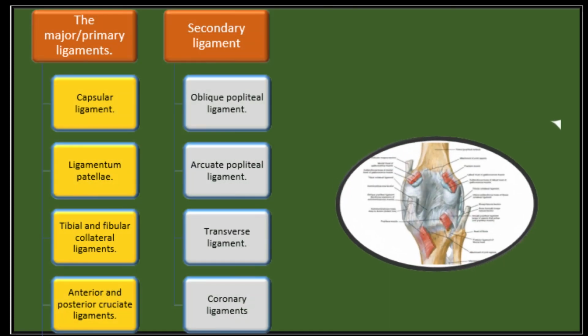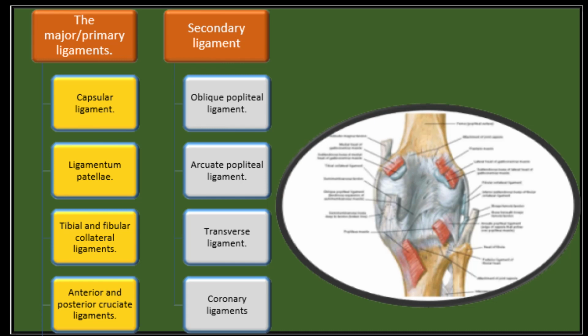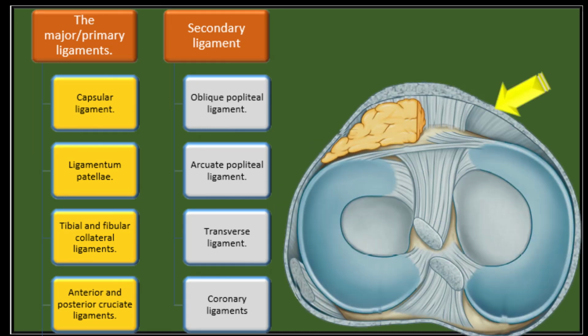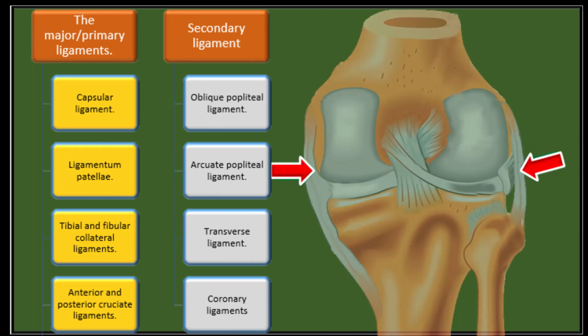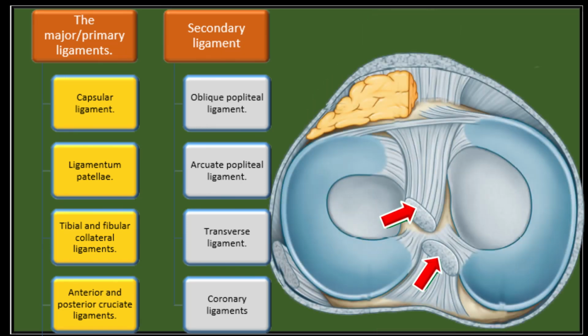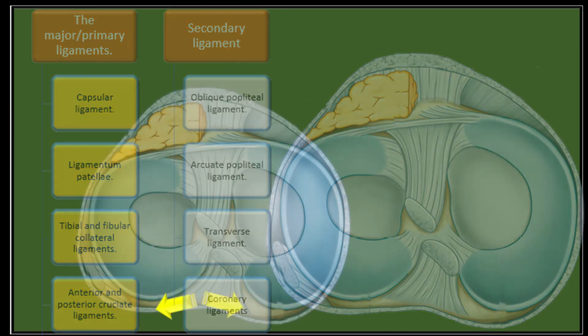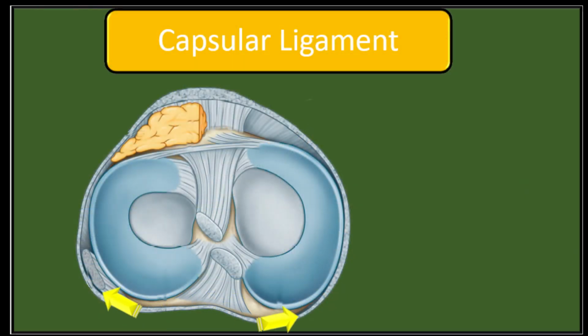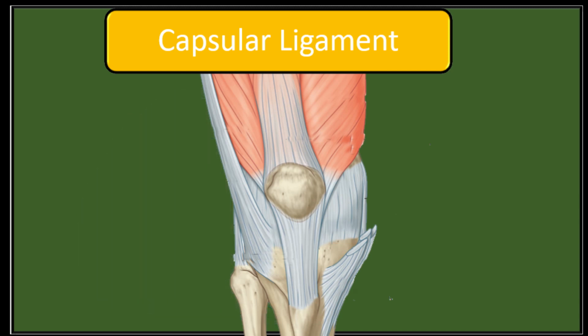The joint is surrounded by a number of ligaments. The major ligaments are the capsular ligament, ligamentum patella, tibial and fibular collateral ligaments, anterior and posterior cruciate ligaments, medial and lateral menisci. We will consider some of the ligaments. The capsular ligament wraps around the articular margins of the joint, but is deficient anteriorly, where it is replaced by the patella, quadriceps femoris, medial and lateral patella retinacula, and ligamentum patella.